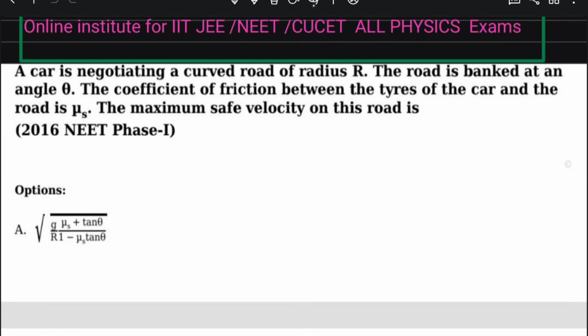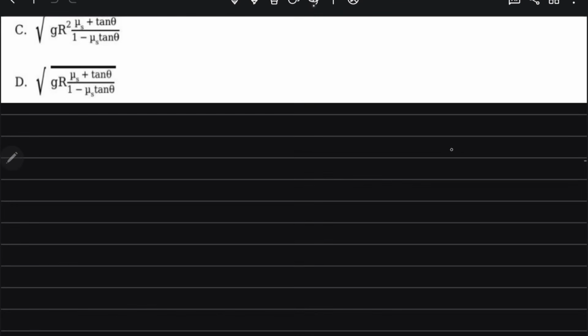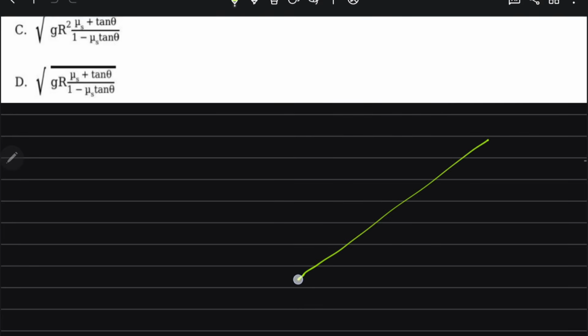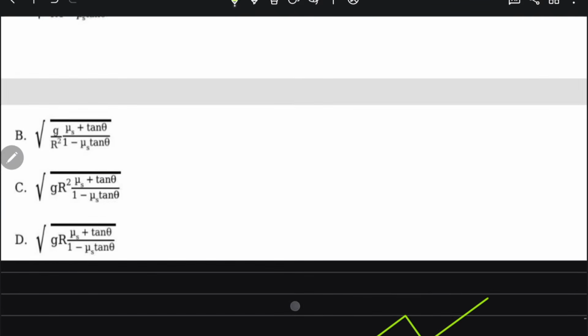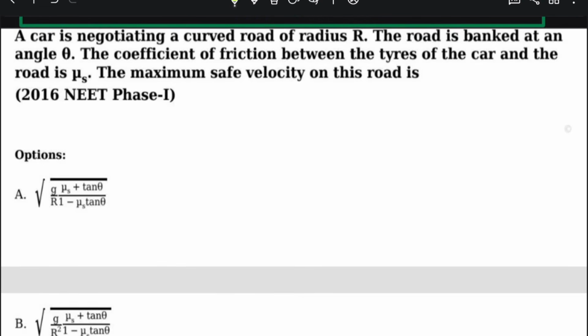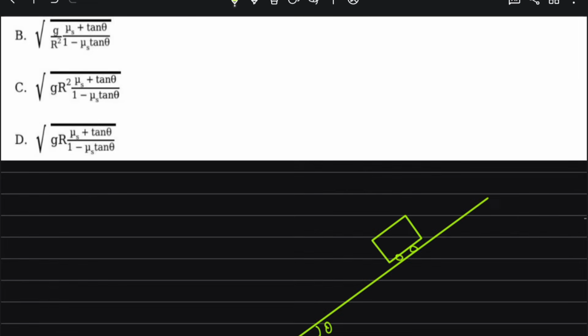This is our first question. A car is negotiating a curved road of radius r. The road is bent at some angle theta. In this, they are saying that the road is bent at an angle theta, and the coefficient of friction between the tires of the car and the road is mu s.